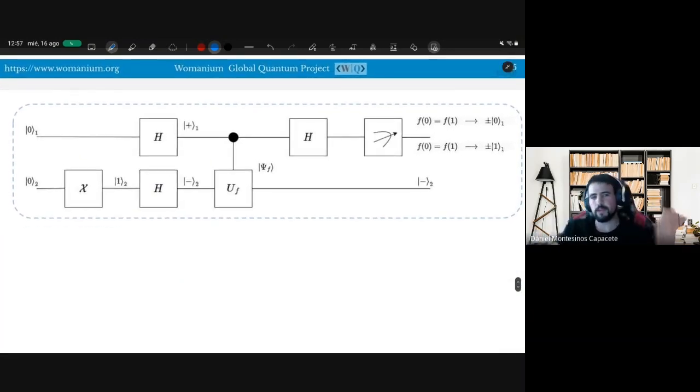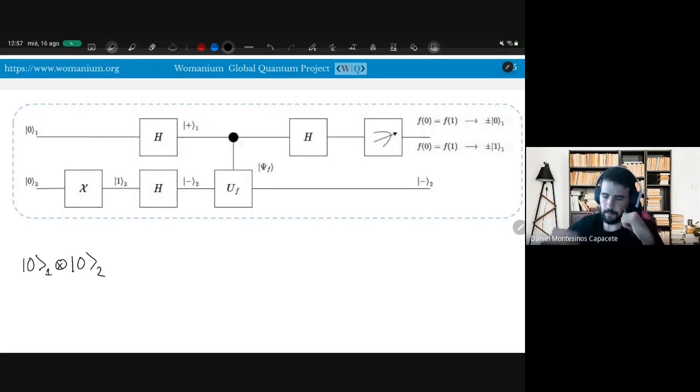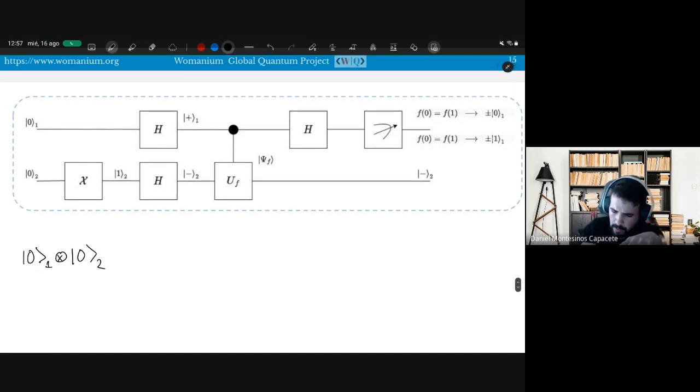All right, so this is going to be the quantum circuit that we are going to need to solve this problem. So let's just start. In the beginning we have this state, right? Remember that when we were working with more than one qubit, we were using the tensor product in order to do that. So normally it's easier to write this in this way, right? So this will just be this initial state.